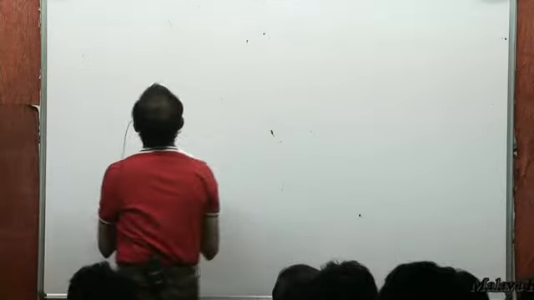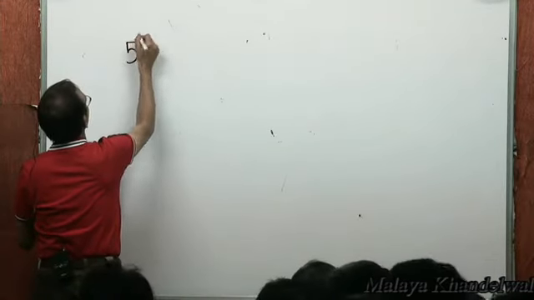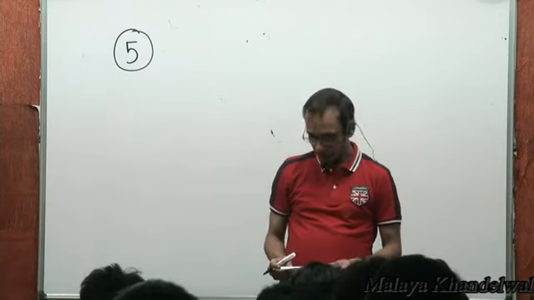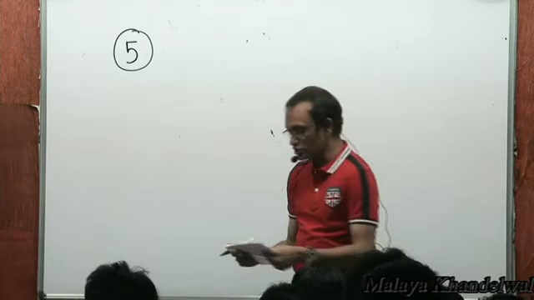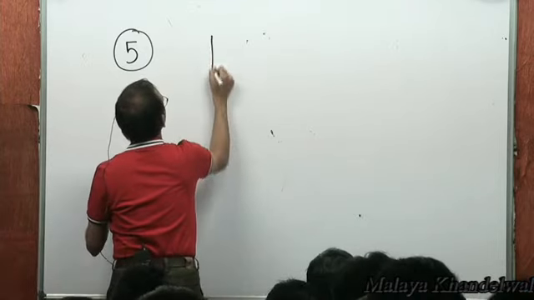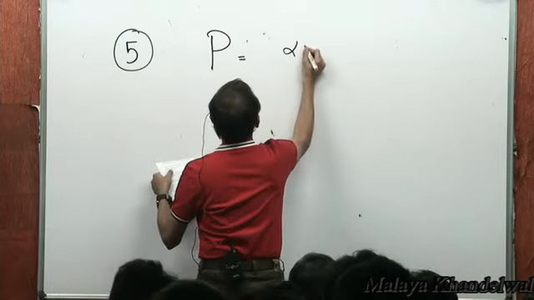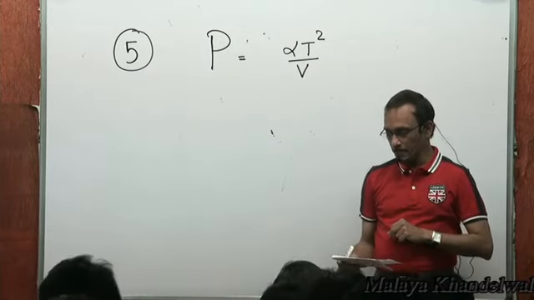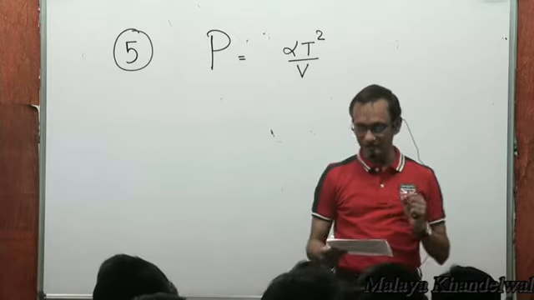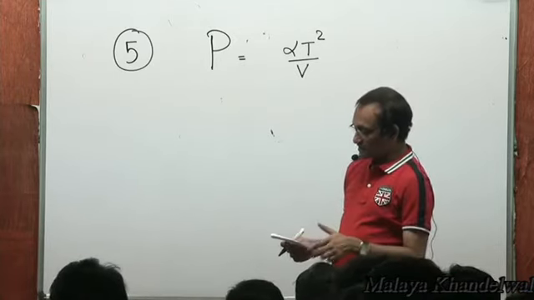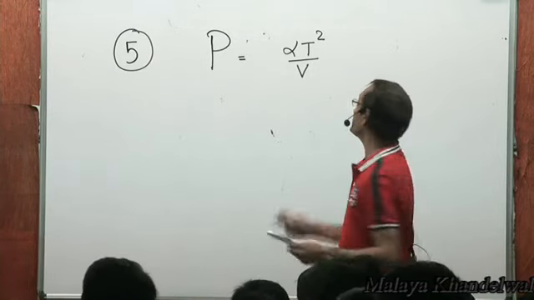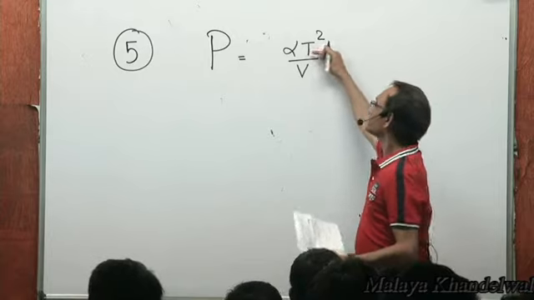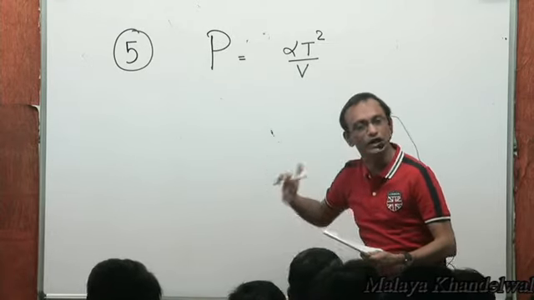Now, number 5. For a thermodynamic system, the pressure is given as alpha T squared by V, where P is the pressure, T is the temperature, V is the volume, and alpha is a constant. The work done by the system in a constant pressure process, that means the process is actually alpha T squared by V equal to constant, because P remains constant.